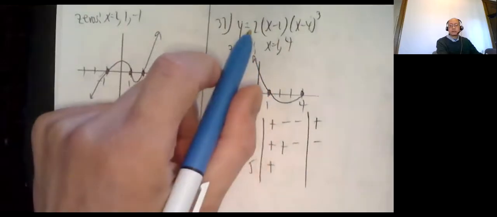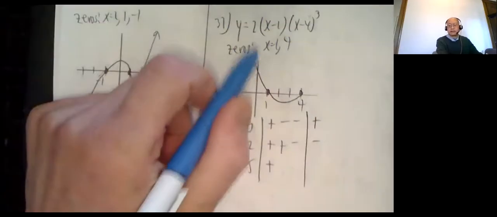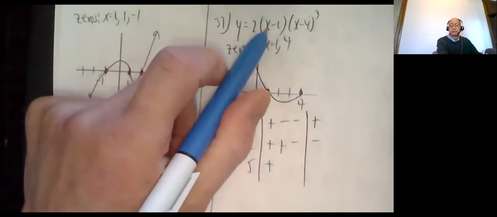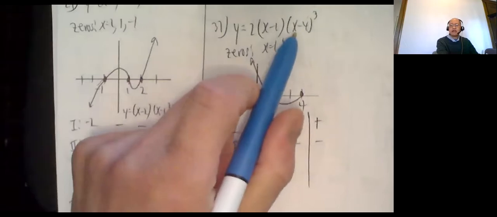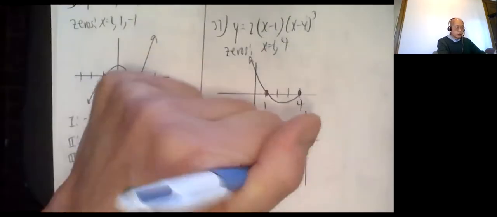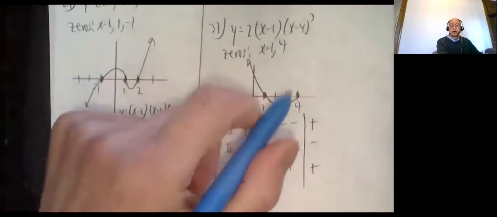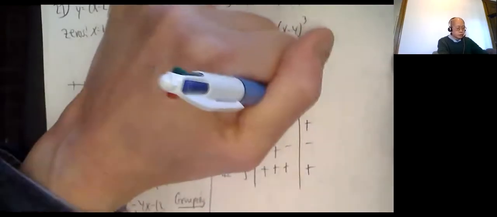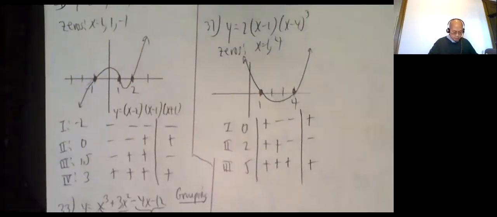5. 2 is positive. That plus and that plus and that plus are for the 2. I mean, 2 is positive, right? That never changes. 5 minus 1, positive. 5 minus 4 is 1. 1 cubed is still 1, positive. Positive times positive times positive, positive. It goes up. There's no more zeros after that. Goes to infinity, like so. Okay.